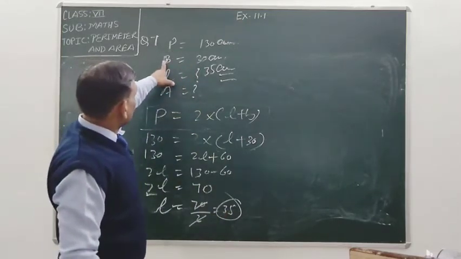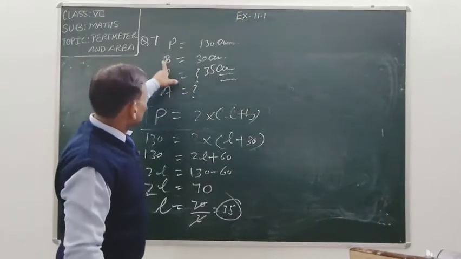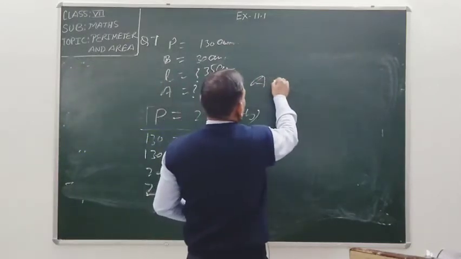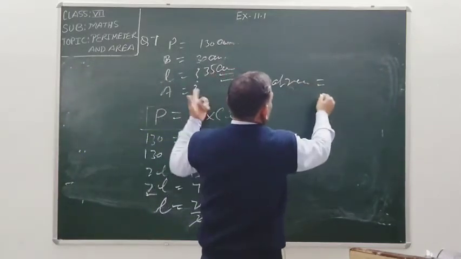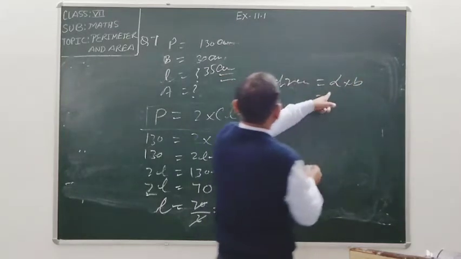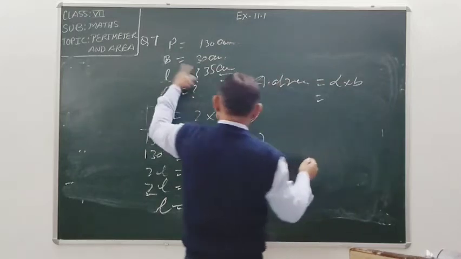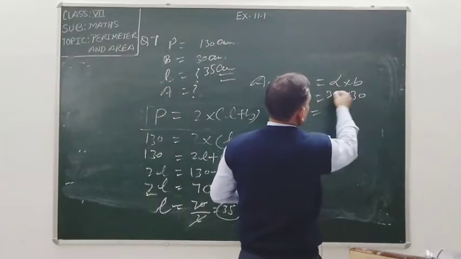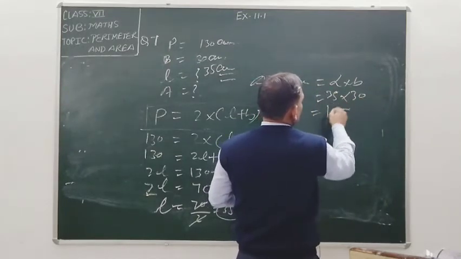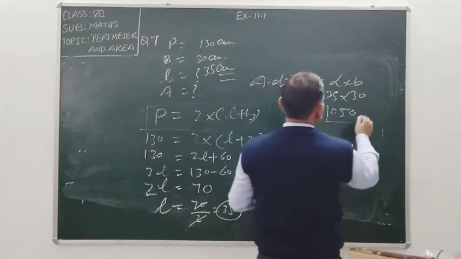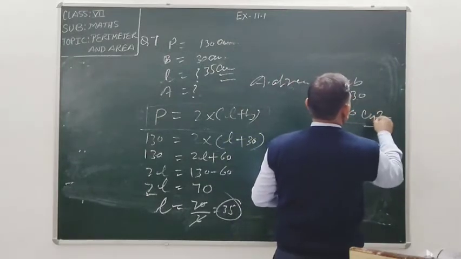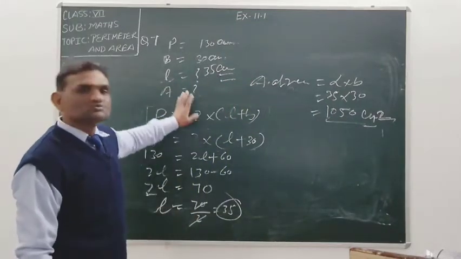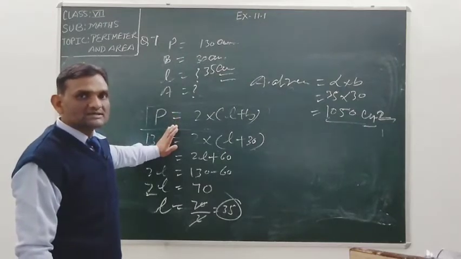Now, you have find out the length 35 and breadth 30 is given in the question. So, find the area of the rectangle. Area of rectangle is equal to length into breadth. So, length you have already find out, 35 into 30, is 1050 centimeter square. In this way, student, you will solve this question. This question is very easy.